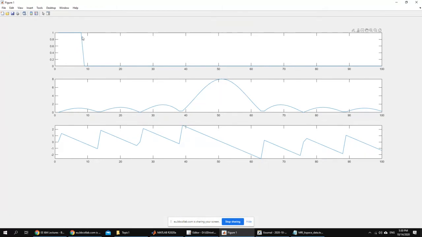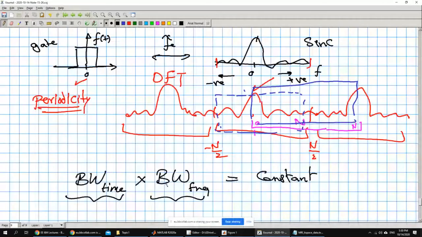How about if we try to make this larger? Instead of having this as 8, we make it 16. What do you expect to happen in the frequency domain here? Would it be larger or smaller? I made this larger, so do you expect this to be larger or smaller, based on the equation that I just told you? If I make this larger, this has to be smaller so that the multiplication will be constant. Okay, let's try that.